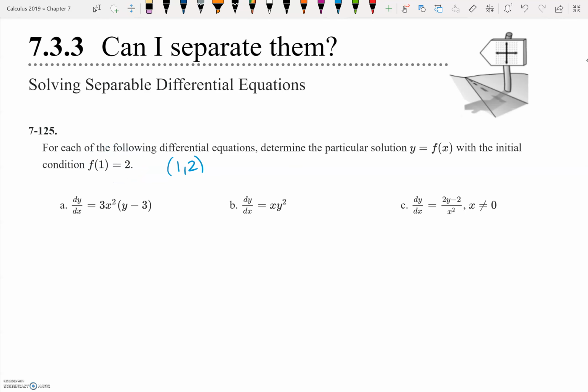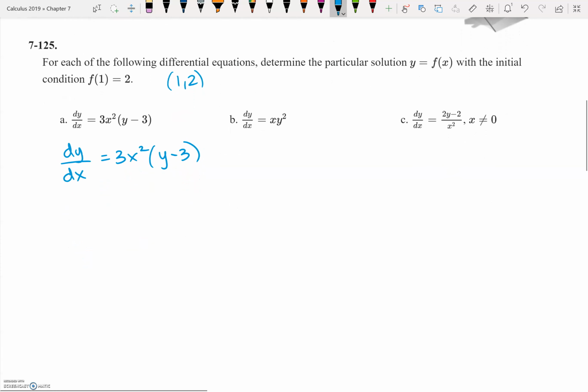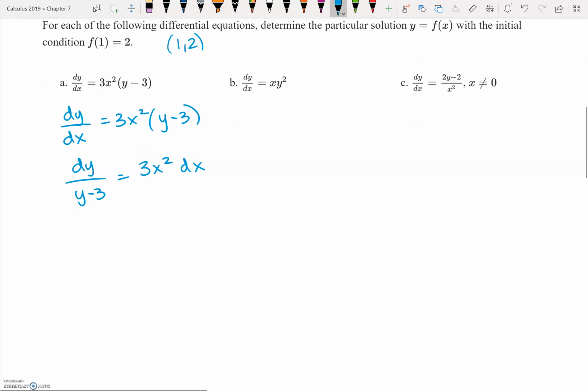So we're going to solve this like we normally would. Let's start off with a. I'm going to write down the equation. Okay, so we are going to split up the dy and the dx by multiplying this side by dx, and then we're going to divide by y minus 3. So we end up getting... Next, we're going to go ahead and take the integral of both sides, because I have a dy and a y, and I have an x and a dx, so let's write this.